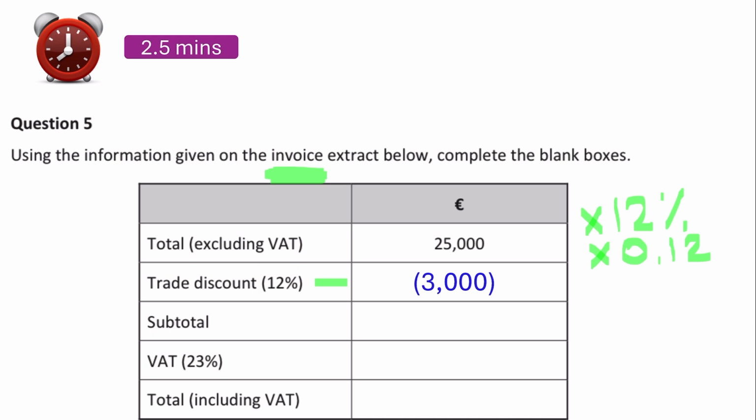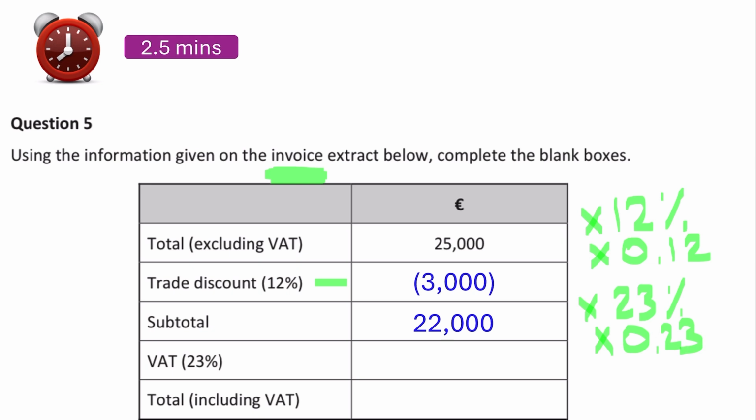Now you take that away because you're giving it as a discount to your customers, so your subtotal then is 22,000. Then you want to work out what your VAT is on that. So again, multiply it by 23% or multiply it by 0.23 into your calculator.